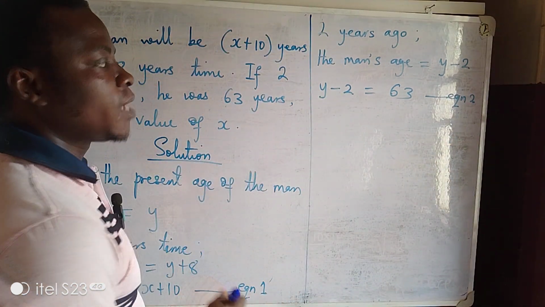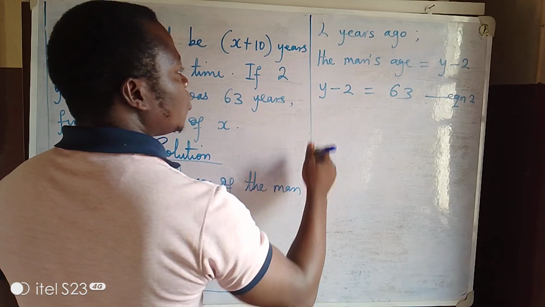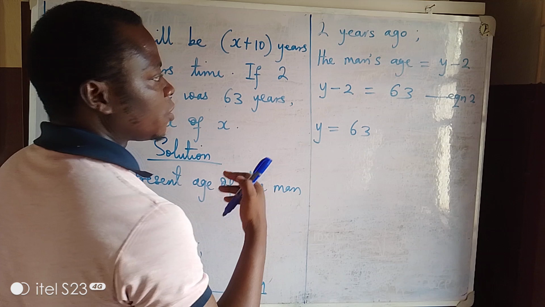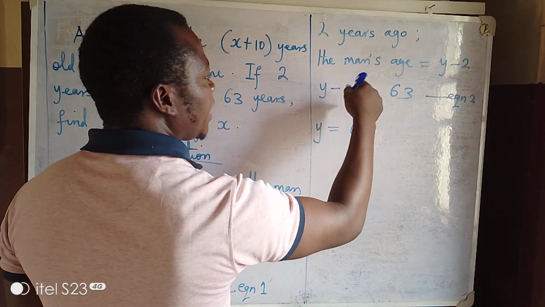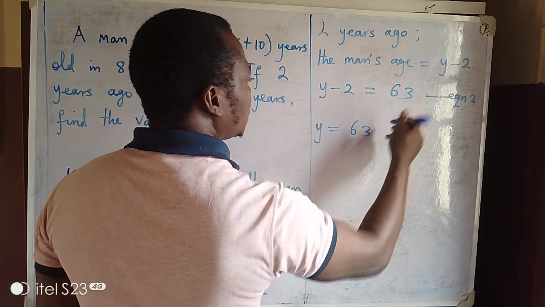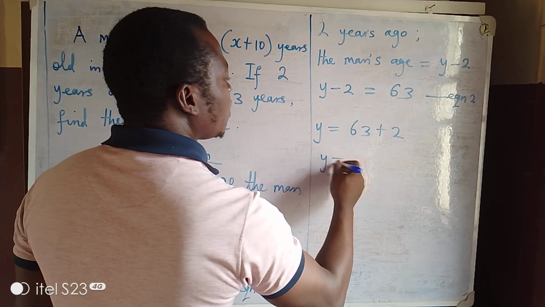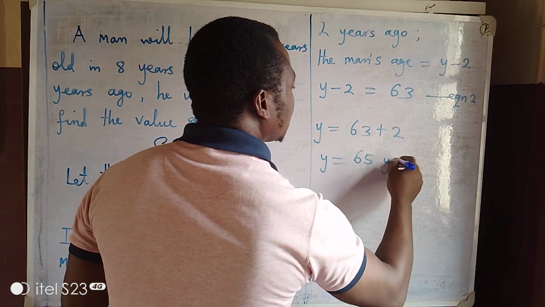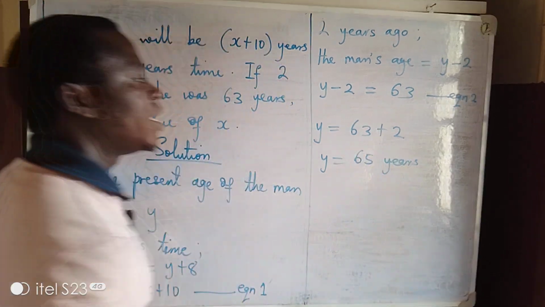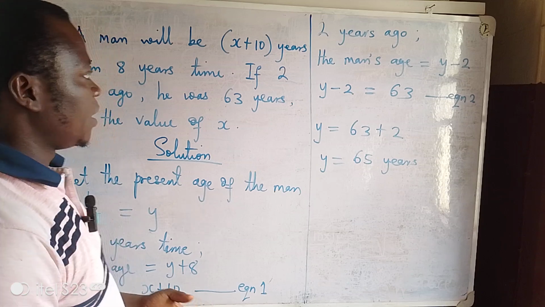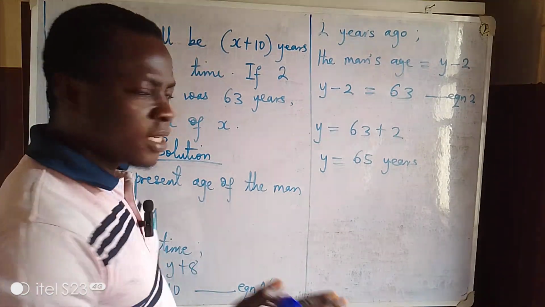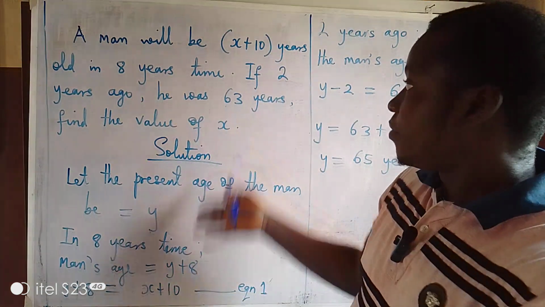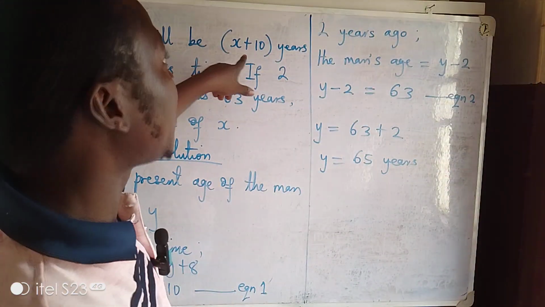Is that okay? So now we can get the value of y here. y will be equal to 63 if you solve equation 2. If you take this negative 2 across the equality, it becomes positive. So y equals 63 plus 2, that will give us 65 years. That is the present age of the man. But in the question, they didn't ask us to find the value of y. They did not even give us the present age of the man. They asked us to find the value of x.